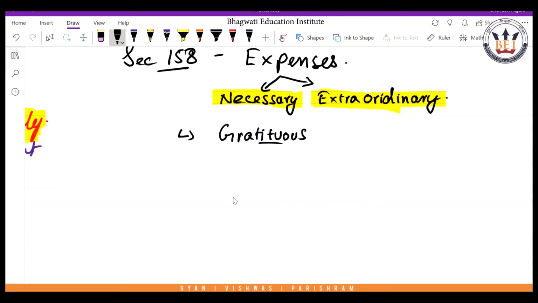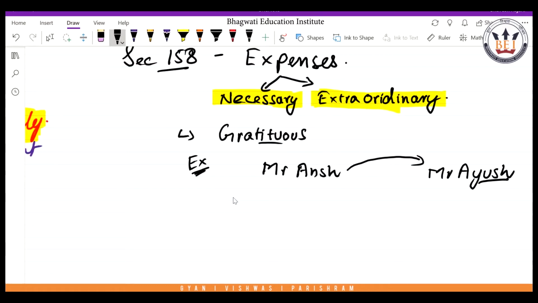Gratuitous bailment. So in case of gratuitous bailment, what kind of expenses have to be borne? Necessary, extraordinary, or both? Or none? Let us check this out by means of an example. Let us say Mr. Ansh has a dog. He loves his dog. He gives his dog to his neighbor, obviously not permanently, to Mr. Ayush for a period of 15 days.